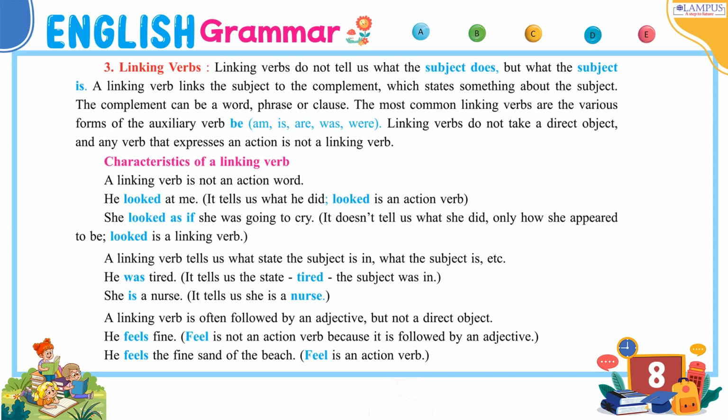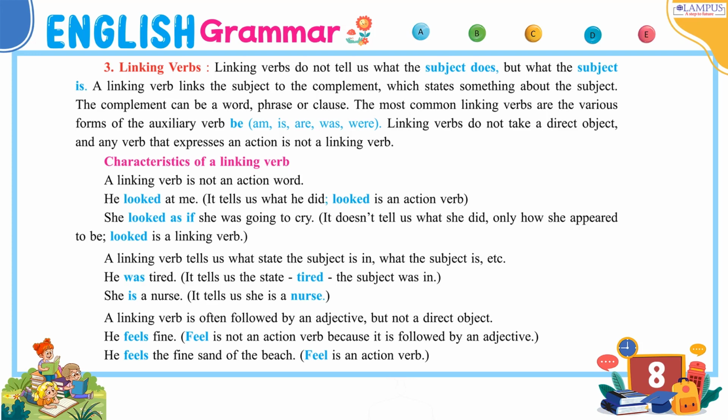3. Linking verbs. Linking verbs do not tell us what the subject does, but what the subject is. A linking verb links the subject to the complement, which states something about the subject. The complement can be a word, phrase or clause. The most common linking verbs are the various forms of the auxiliary verb be: am, is, are, was, were. Linking verbs do not take a direct object, and any verb that expresses an action is not a linking verb.